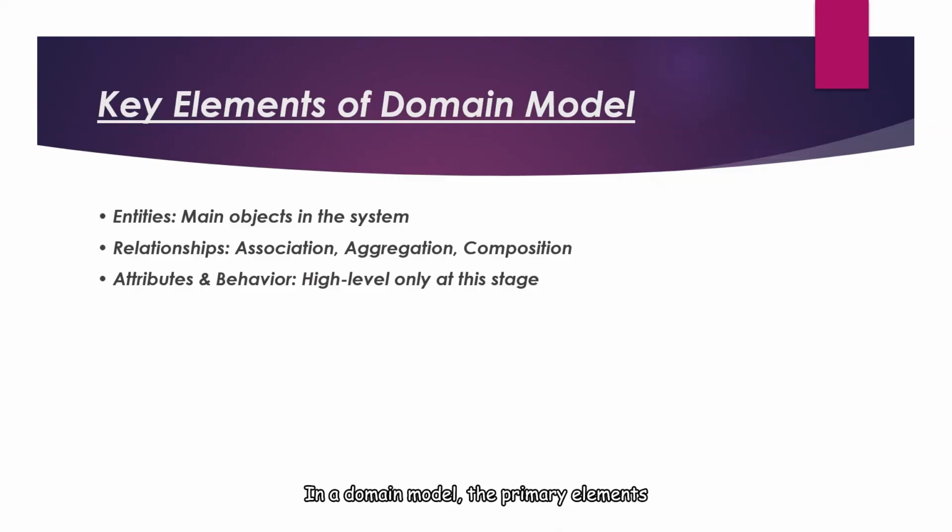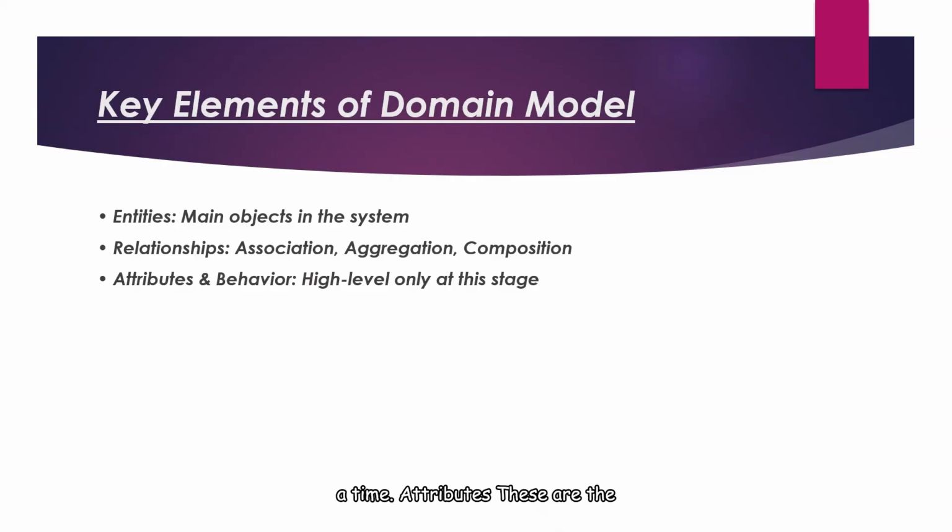In a domain model, the primary elements are entities. These are the key objects in the system that represent real world concepts. For instance, in a library system, book and member are entities. Relationships. These define how entities interact with each other. They can be associations, aggregations, or compositions, each with different implications for the system. For example, a member may borrow many books, but each book can only belong to one member at a time.